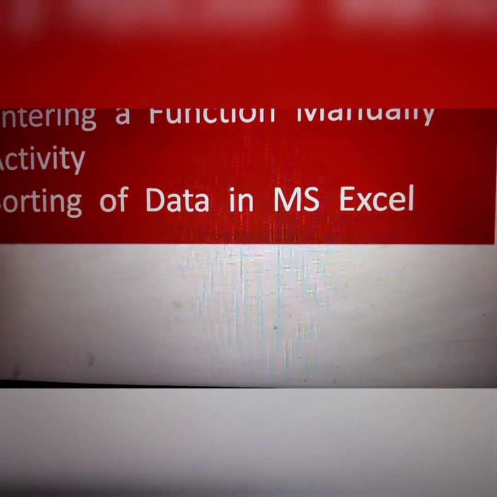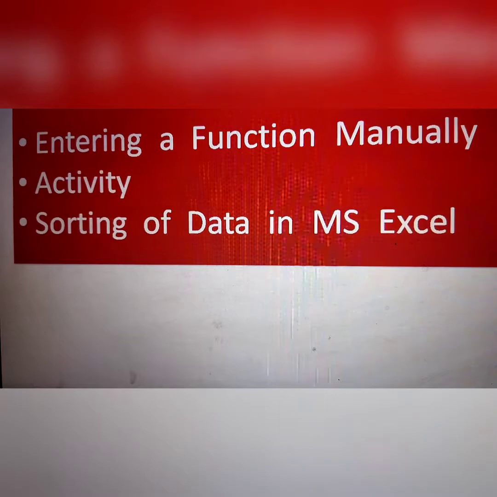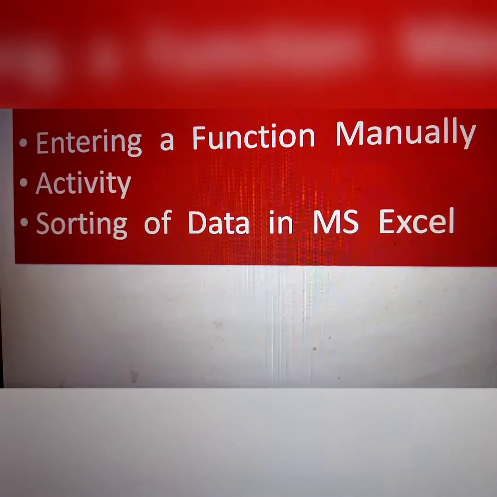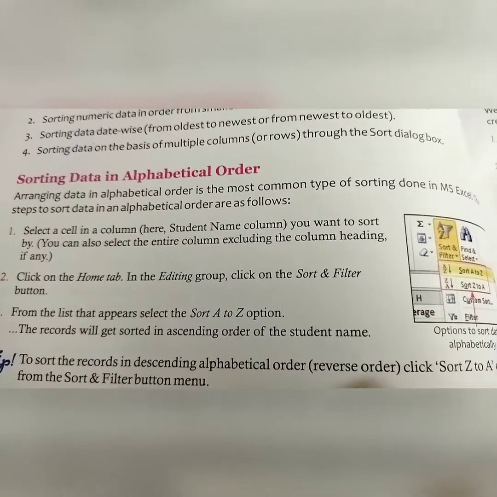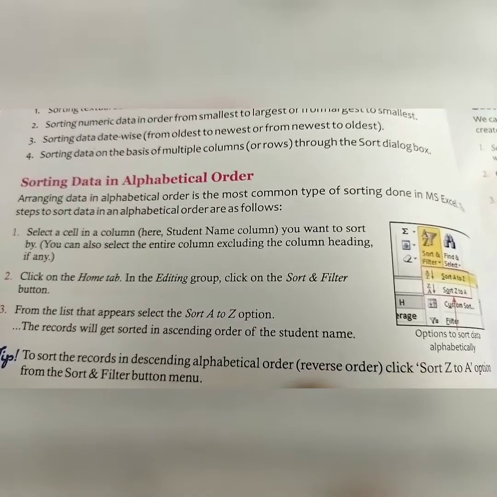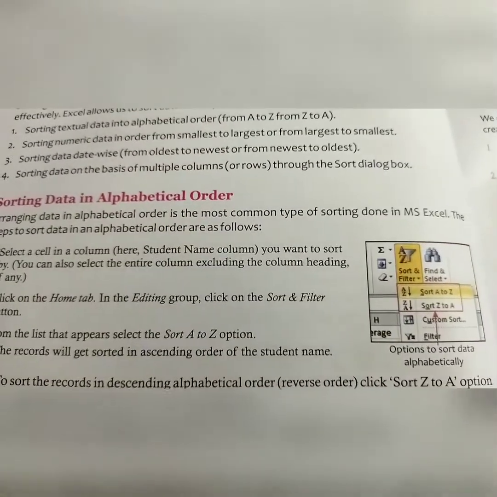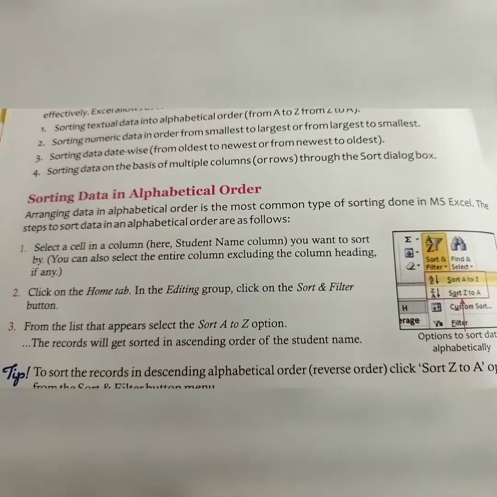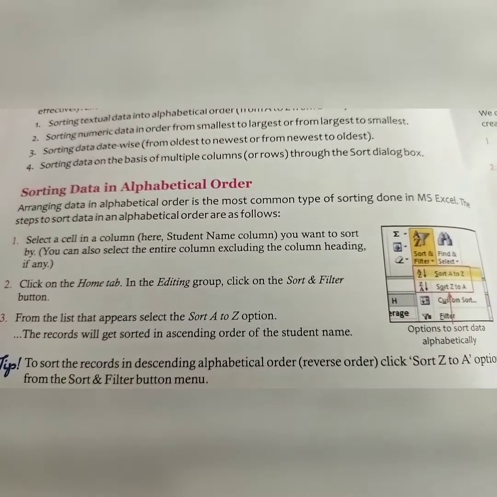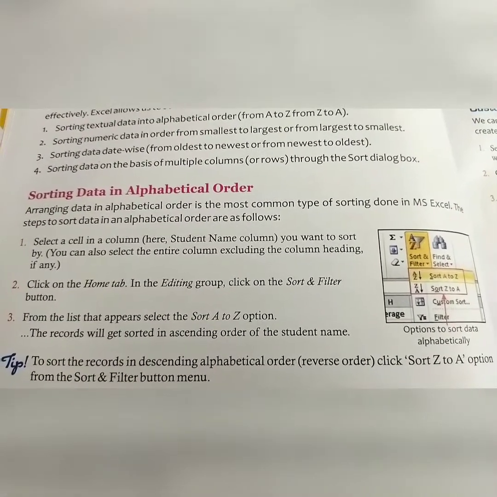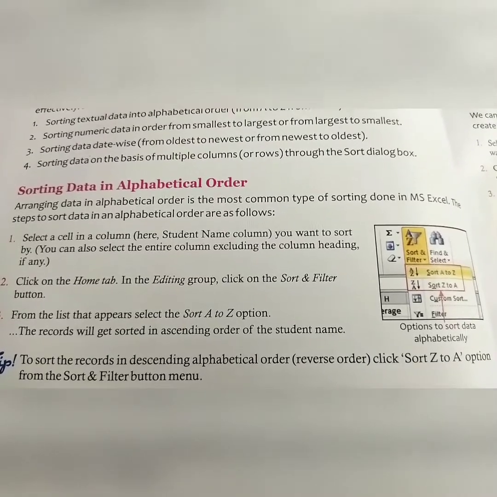Then sorting data in alphabetical order. Arranging data in alphabetical order is the most common type of sorting done in MS Excel. We can follow these steps. Select a cell in a column, here the student name column, that you want to sort by.